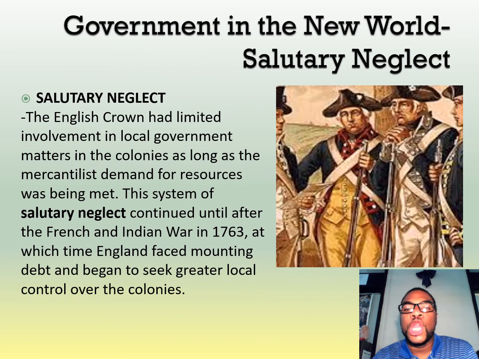Government in the New World: salutary neglect. The English crown had limited involvement in local government matters in the colonies as long as the mercantilism demand for resources was being met. This system of salutary neglect continued until after the French and Indian War in 1763, at which time England faced mounting debt and began to seek greater local control over the colonies.